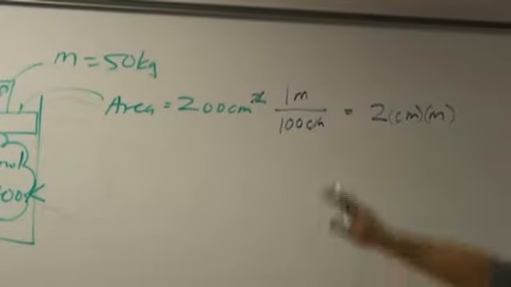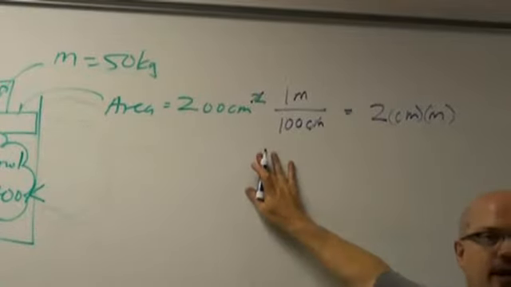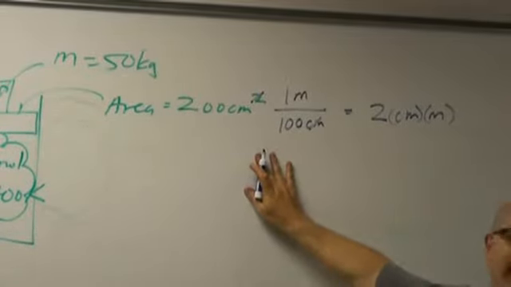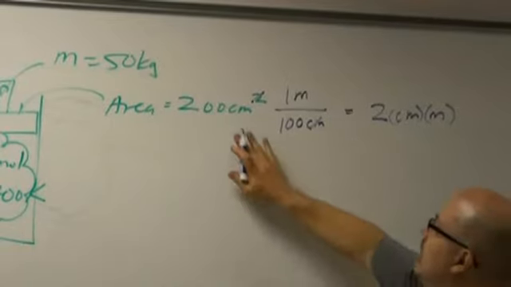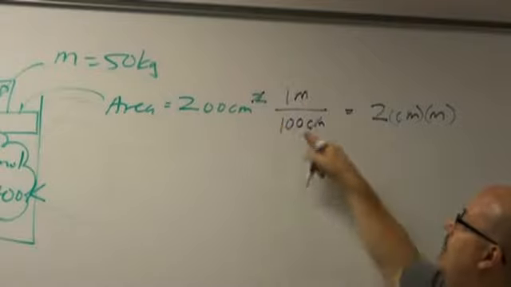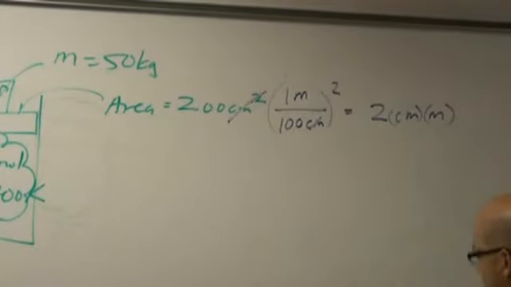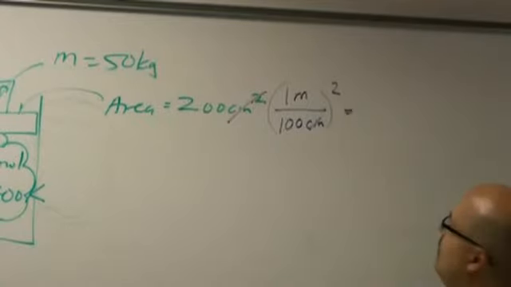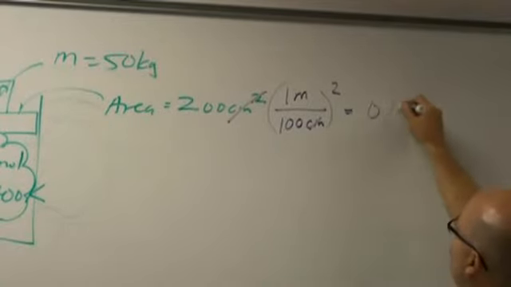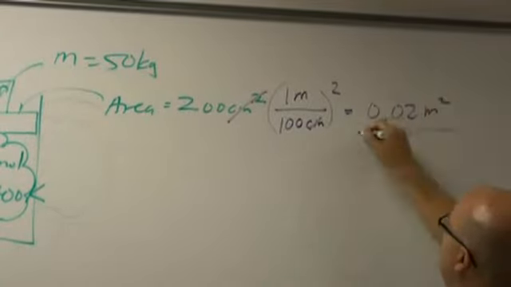You only converted one of them. Okay, now I do that on purpose because students make that mistake all the time. That's okay. We just need to make sure we don't do it again. If it's squared, you got to do this squared. You got to do it twice to give you meters squared. If you do it twice, then you get 0.02 meters squared. There you go.